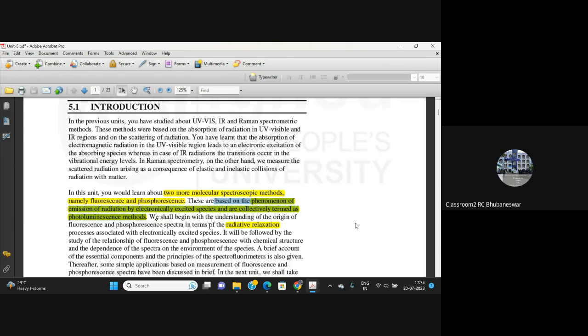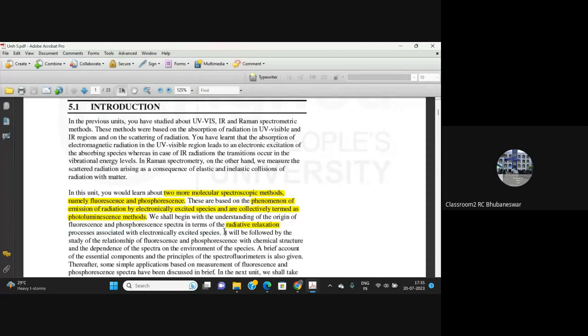Fluorescence and phosphorescence are collectively known as photoluminescence methods. These are radiative relaxation processes associated with electronically excited species. As I was telling you in the last class, when a molecule absorbs certain radiation, it goes to the excited state. Then from the excited state it has to come back to the ground state. How will it come back? By releasing energy, because it went to the excited state by absorbing energy.